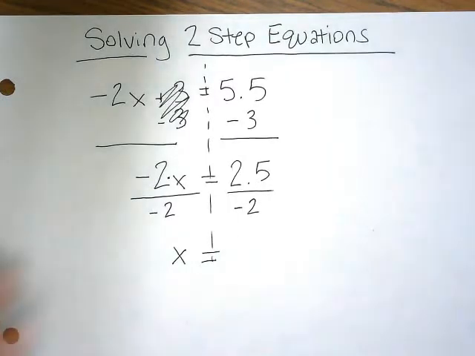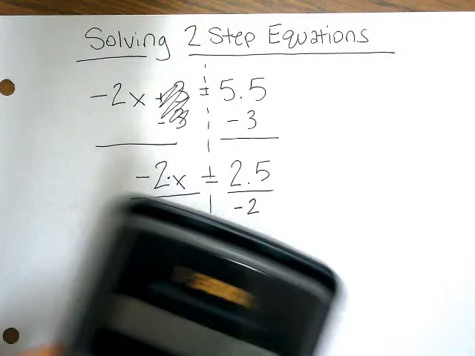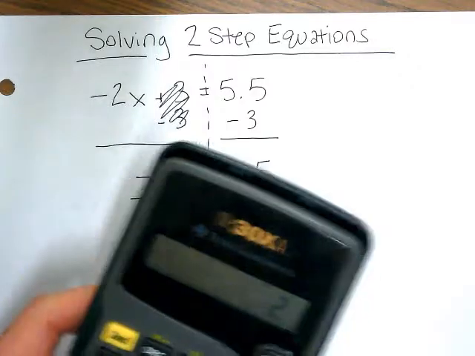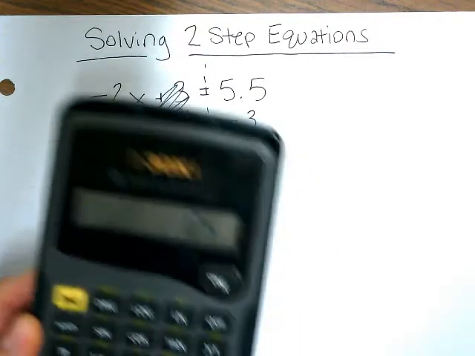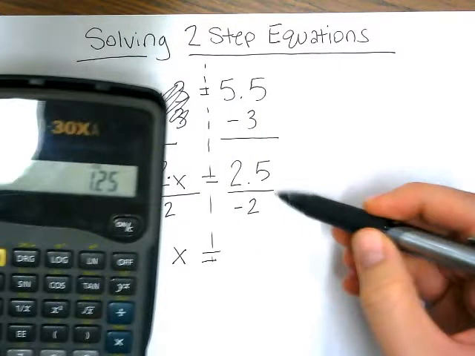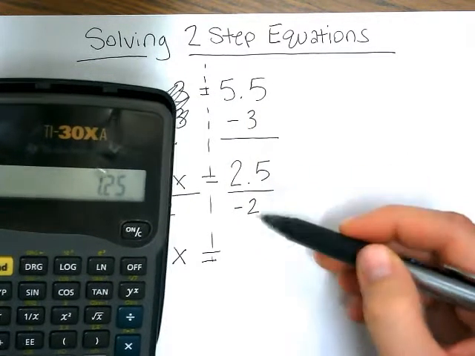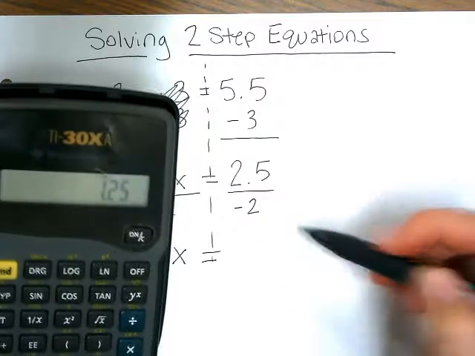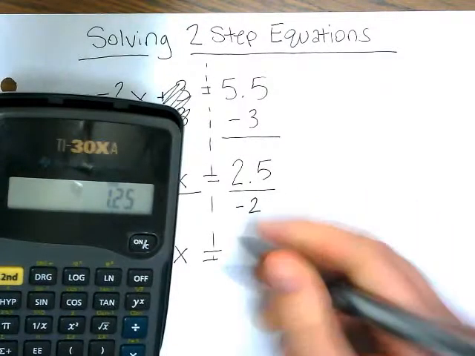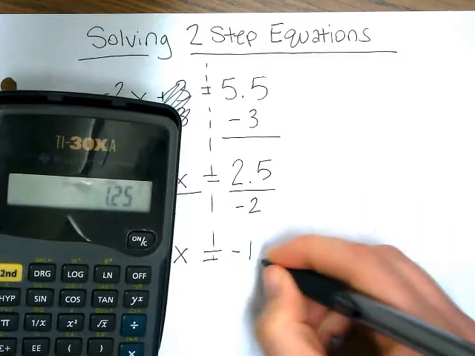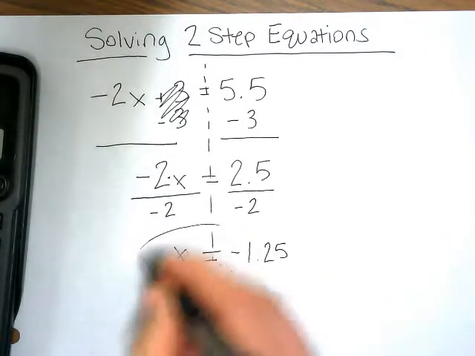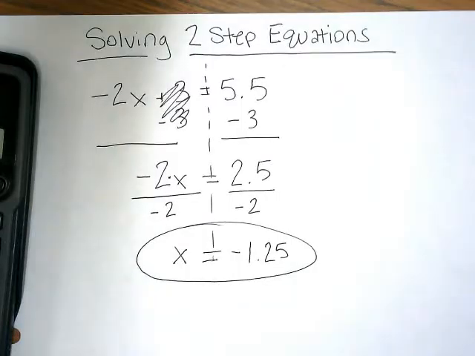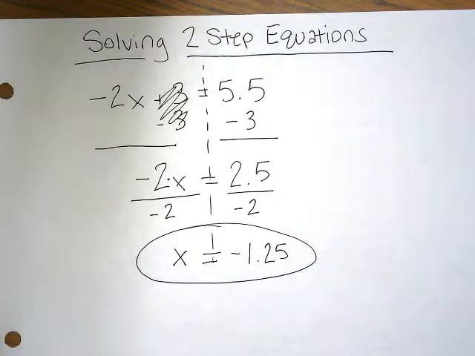equals, here I'm just going to pull out my calculator, 2.5 divided by 2 is 1.25. But since I know this was a positive divided by a negative, I know my answer is going to be negative 1.25. And there's my answer. X equals negative 1.25.